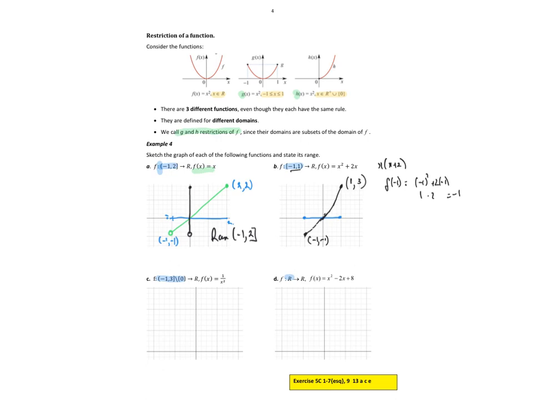Let's check. Oh, it's a hollow dot at the right-hand side. Good thing I checked that. Hollow dot at the right-hand side because it's a round bracket. All right, and so again, let's consider my range. The lowest number is -1, and we're including that value. The highest number will be up here at 3, but 3 is not inclusive, so we put a round bracket.